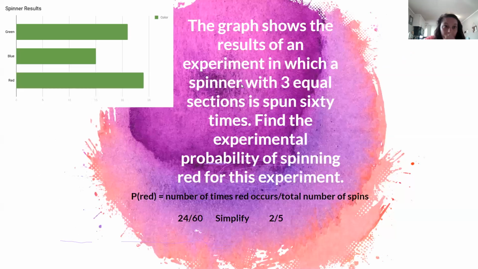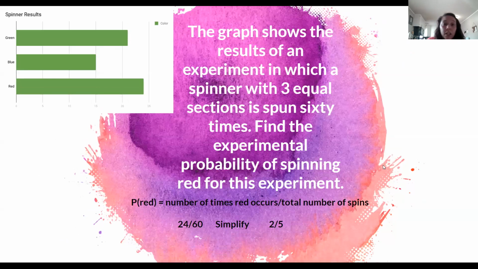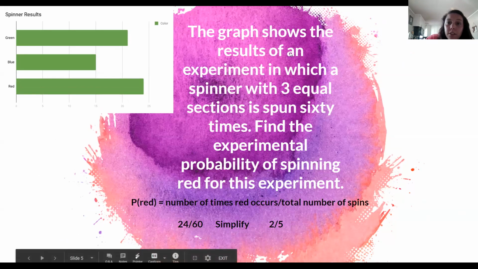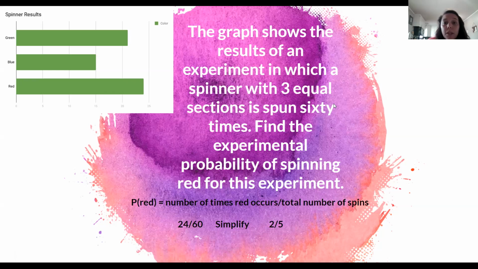And looking at another example, and these are all examples that are in your textbook. If you have it, I know not all of you brought your textbook home with you, but they're in this section if you want to look at the graph and these questions. I tried to remake the graph as best as I possibly could on here. So it says, the graph shows the results of an experiment in which a spinner with 3 equal sections is spun 60 times. Find the experimental probability of spinning red for this experiment.